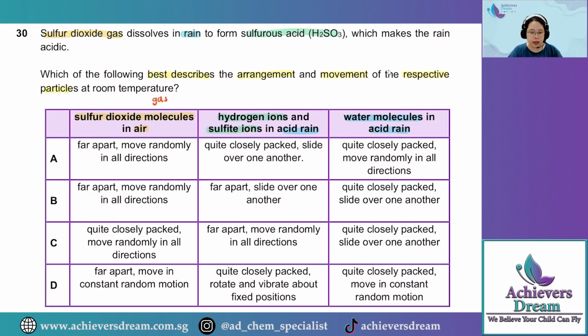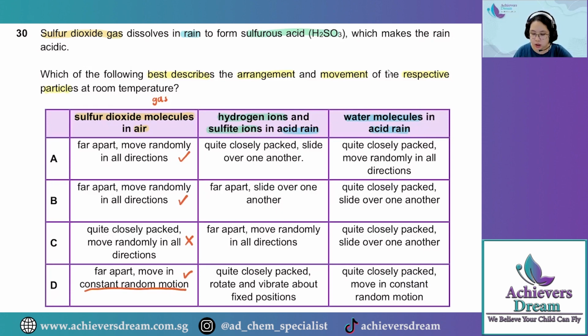So which of these statements are correct? A, B, and D. So C is incorrect. We will take D to be correct because all particles are always in constant random motion.